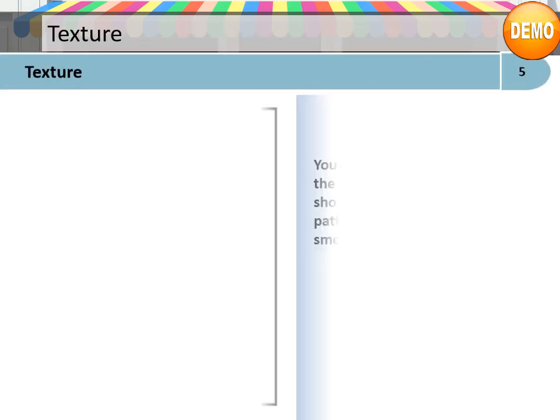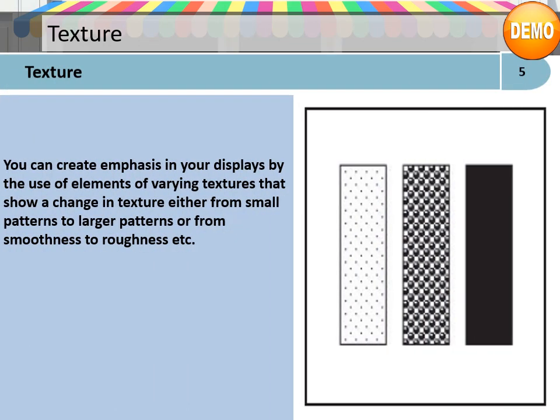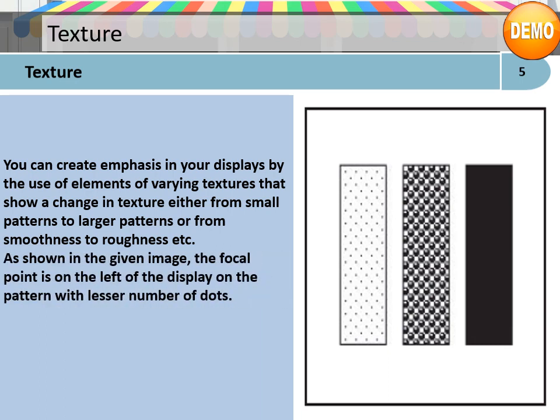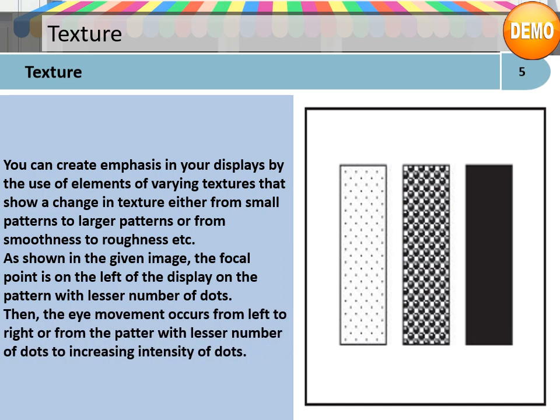Number 5, texture. By the use of elements of varying textures that show a change in texture either from small patterns to larger patterns or from smoothness to roughness, etc. As shown in the given image, the focal point is on the left of the display on the pattern with lesser number of dots. Then, the eye movement occurs from left to right or from the pattern with lesser number of dots to increasing intensity of dots.